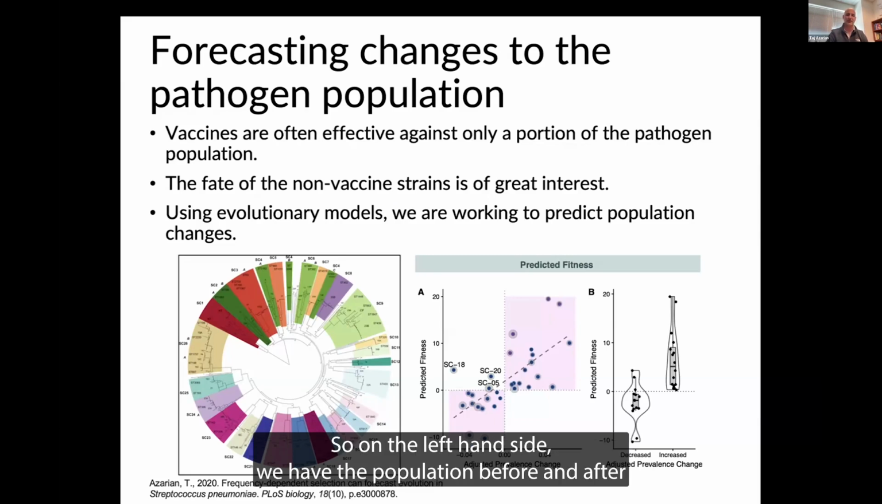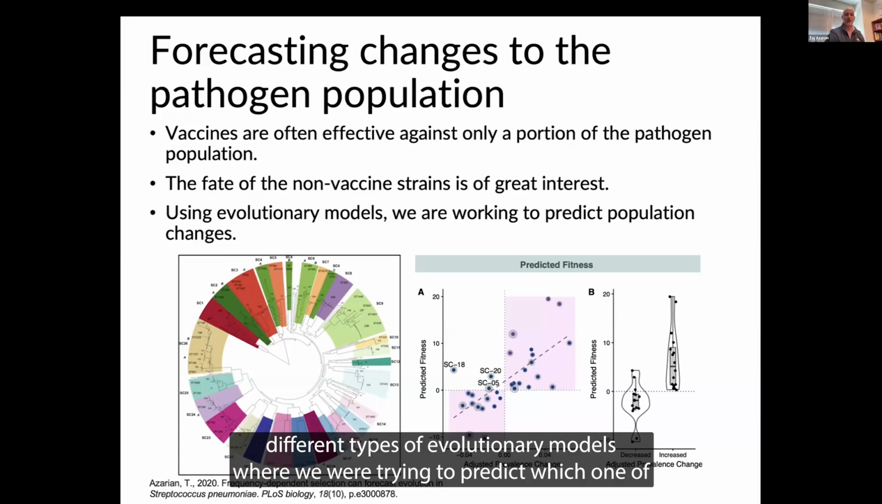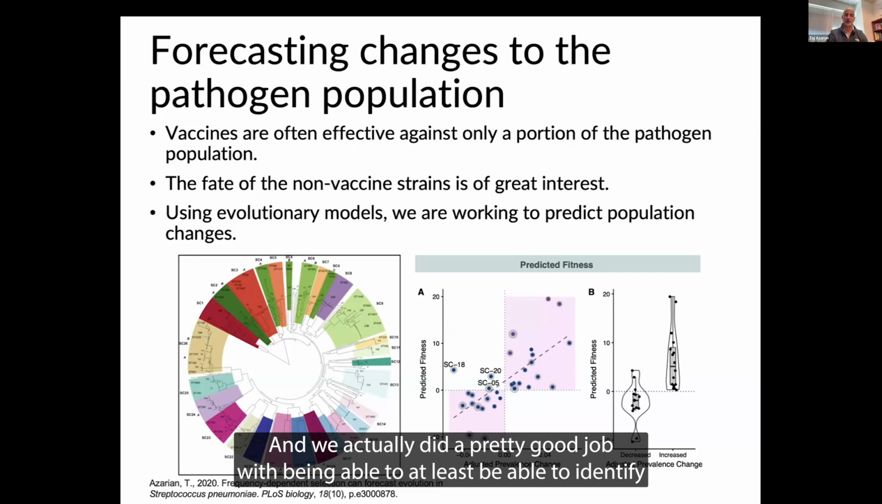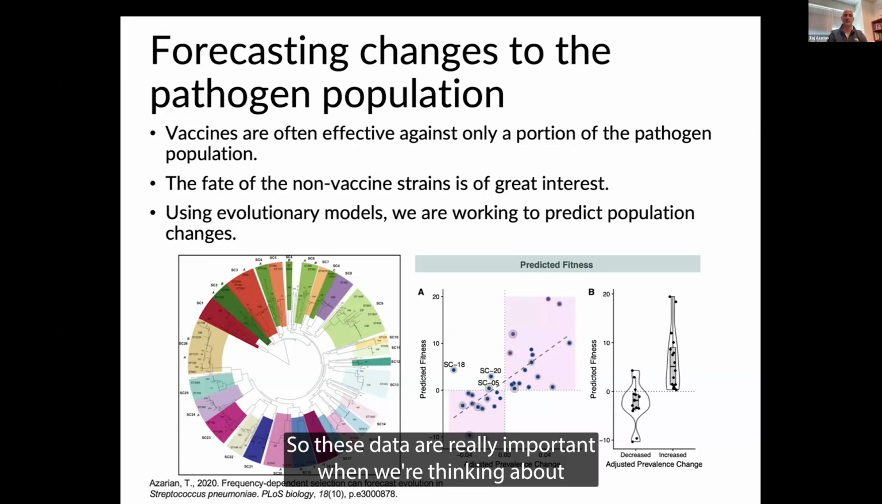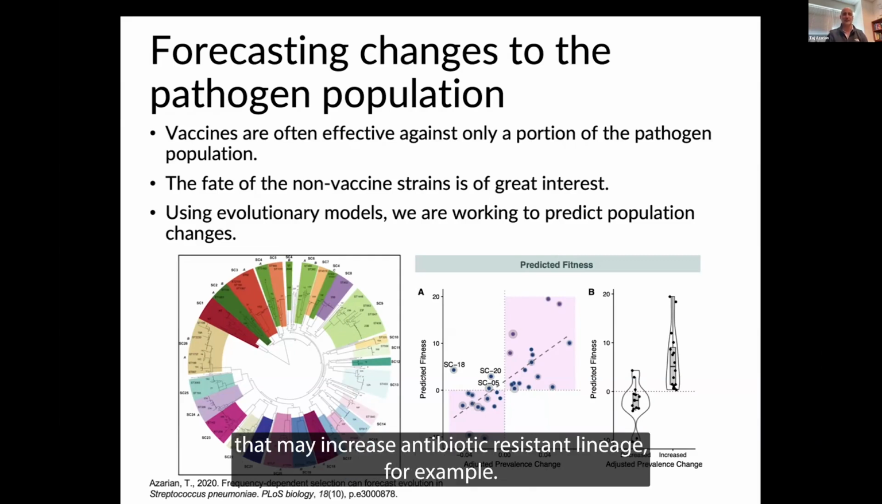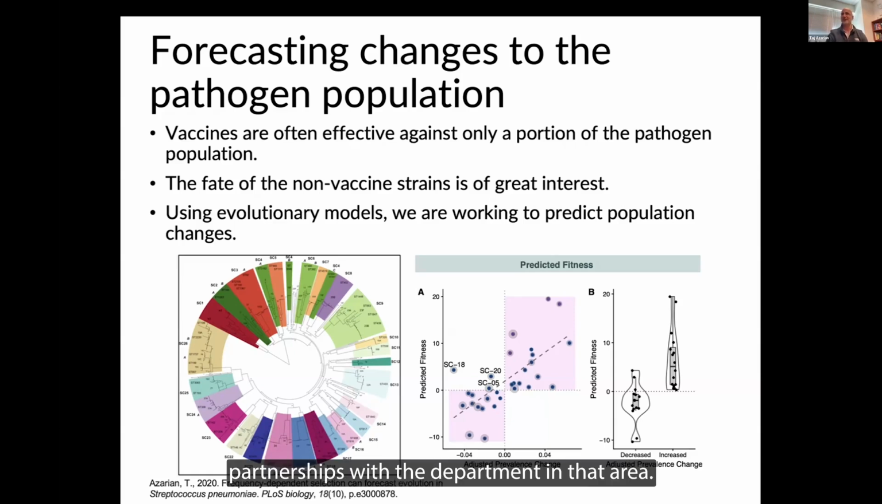So on the left-hand side, we have the population before and after vaccine introduction. And on the right, we have forecasting using different types of evolutionary models, where we were trying to predict which one of these lineages or serotypes went up or down after the introduction of vaccine. And we actually did a pretty good job at being able to identify which ones went up and down. So these data are really important when we're thinking about how to develop effective and smarter vaccines, as well as thinking about the inadvertent implications of introducing a vaccine that may increase an antibiotic resistant lineage, for example.